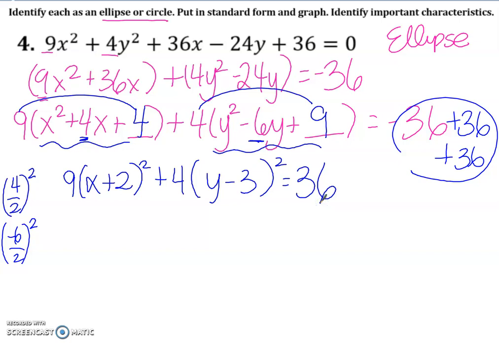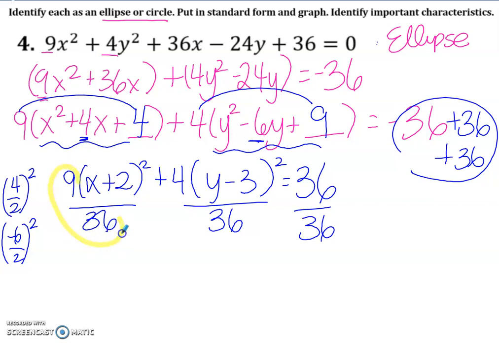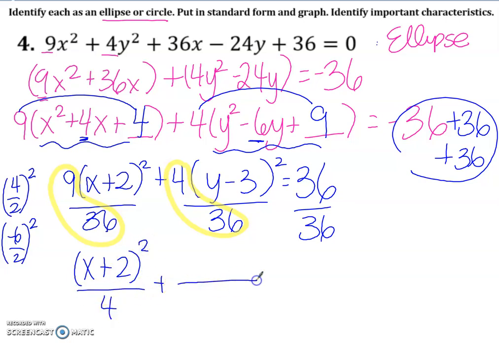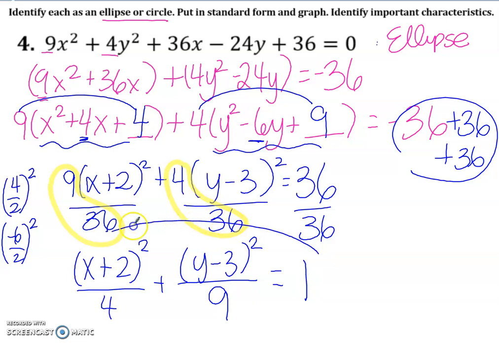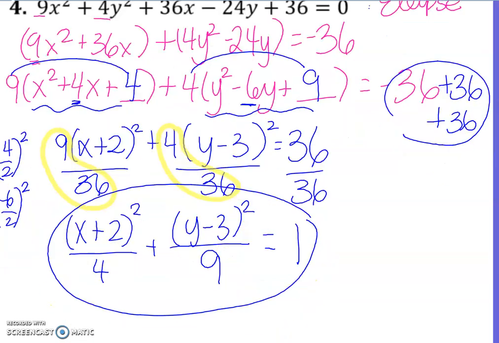I knew this was an ellipse. We said that initially. So I've got to get this equal to 1 over here. So I divide every term by that 36, and then I'm just simplifying these. 9 over 36 just becomes a denominator of 4, and 4 over 36 becomes a denominator of 9. There is our standard form.